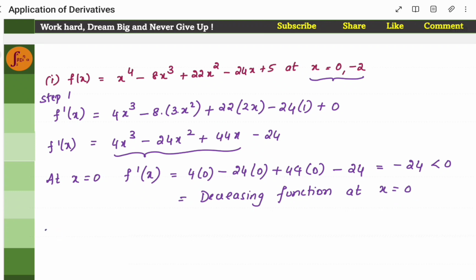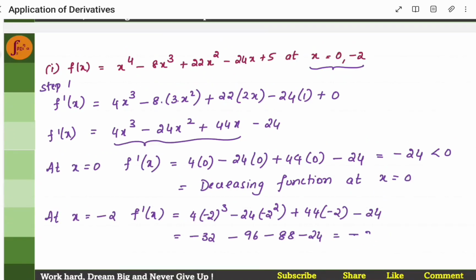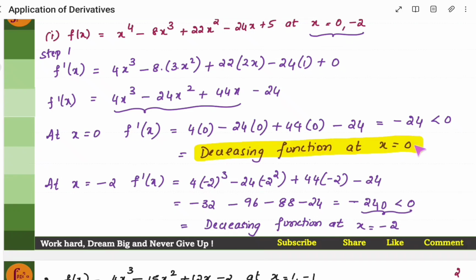Now we'll take the second one, at x is equal to minus 2. So we'll substitute x as minus 2 here. So we'll get 4 into 2 cube, 24 into 2 square, it's minus 2, then plus 44 into minus 2 and minus 24. So what do we get? We get minus 240, less than 0. Since minus 240 is less than 0, we call this a decreasing function at x is equal to minus 2. Decreasing function at x is equal to 0. Decreasing function at x is equal to minus 2.